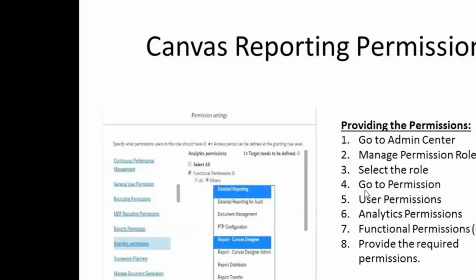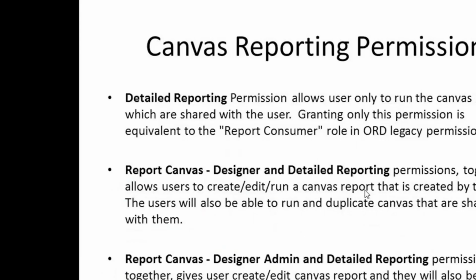So basically, in canvas reports, there are three permissions that need to be given to the user. First is the detailed reporting permission, which will only allow the user to run the report that is shared with them. So if you want the user to have only run permission, they get the report as an option called detailed reporting permissions.